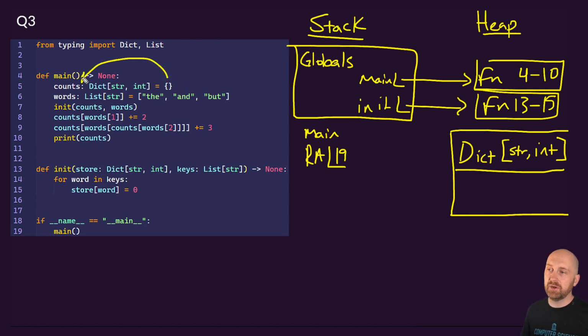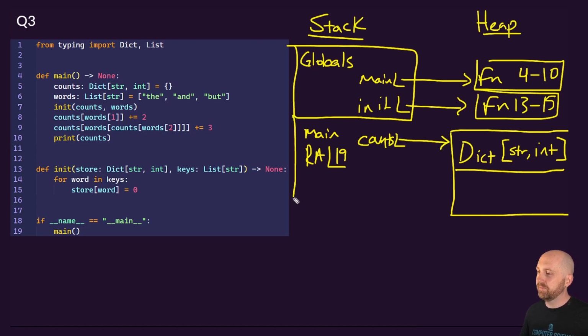Now we need to assign that to counts, right? Well, counts is going to be a local variable in main, and counts is going to be bound to this dictionary object, right? All right, so counts is bound to a dictionary object in the heap with no entries in it. And now what do we do?